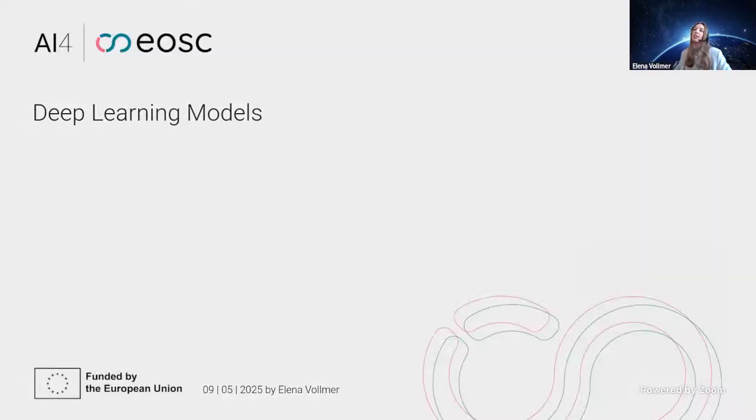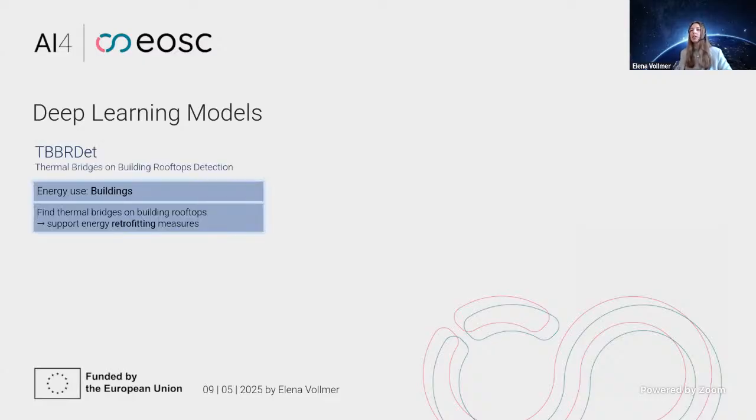Exactly. So the deep learning models I've developed, or I've integrated into the platform, I should say, center around two different infrastructure and aspects. So the first is the use of energy, so the buildings themselves. And so here this model is called thermal bridges on building rooftops detection. So it's about identifying different inconsistencies, issues in building rooftops where heat leaves the building and is not accounted for, and we can help support energy retrofitting measures in this instance.